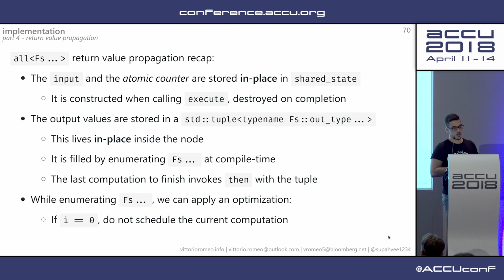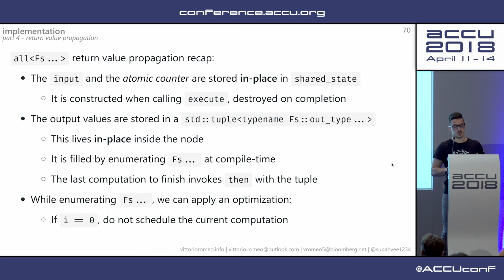So quick recap. The all node stores both the counter and the input in place inside its shared state, which is constructed when we call execute and destroyed when the last computation is done. So we're using aligned storage here. The output values are stored in a tuple, which again lives in place inside the node, but is not part of the shared state because the children must be able to access it after the last computation is done.